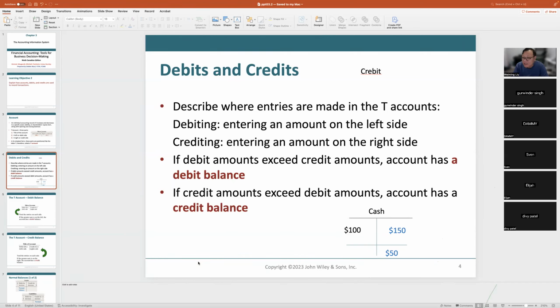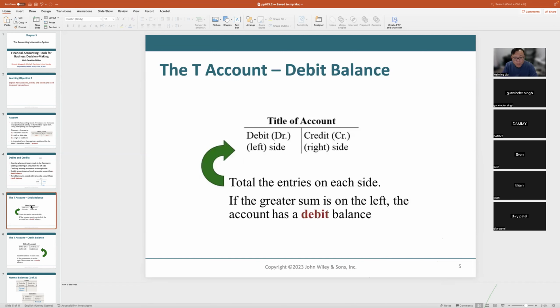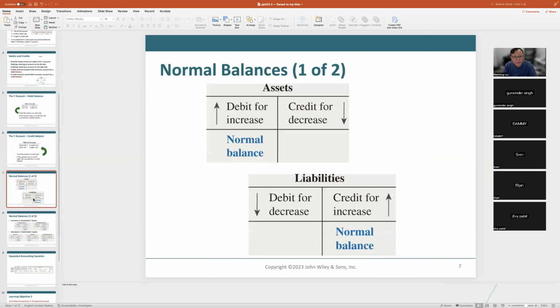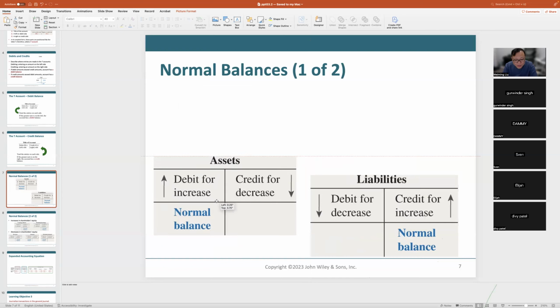Okay, so this is my first slide to explain debit and credit. If the net balance is on the left side, then we say this has a debit balance. If the net number is on the right side, we say this account has a credit balance. When we define the normal balance, this one is very interesting.